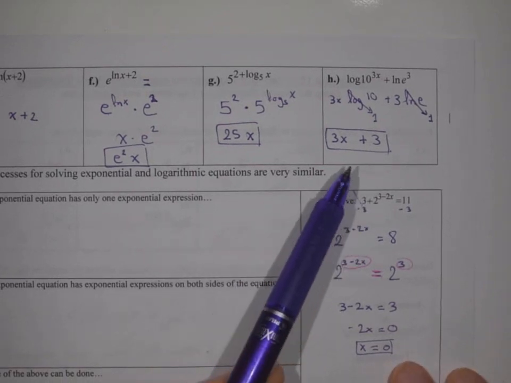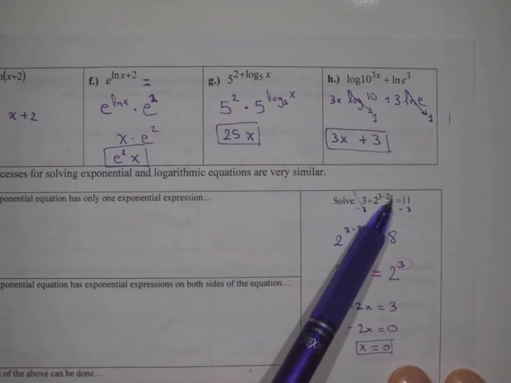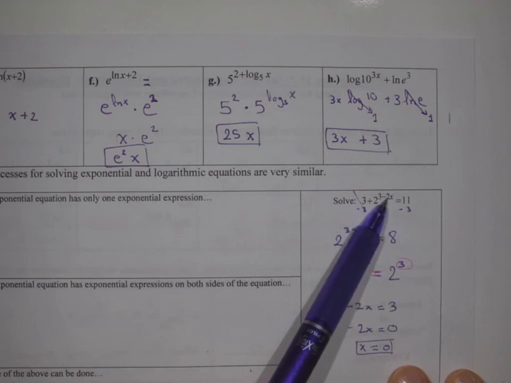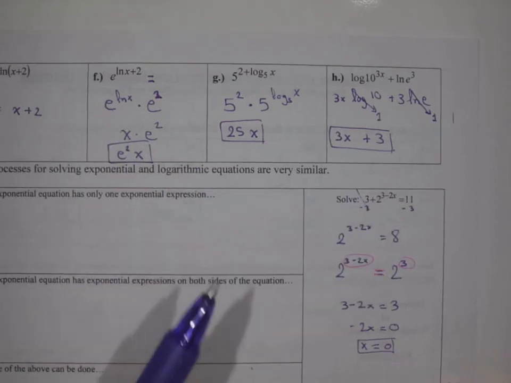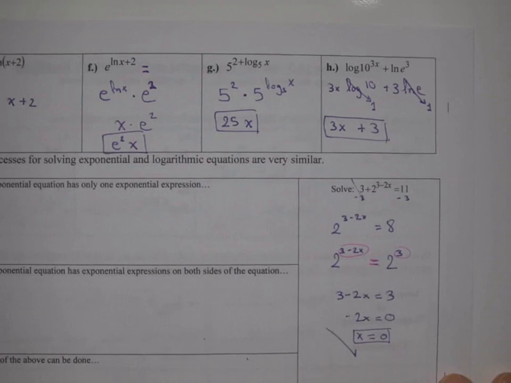Now you want to check your answer, right? So if you plug in a 0 here, 2 times 0 is 0, 3 minus 0 is 3, 2 cubed is 8, and 8 plus 3 is 11. So that checks, right? So check.